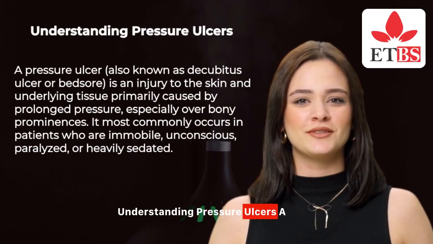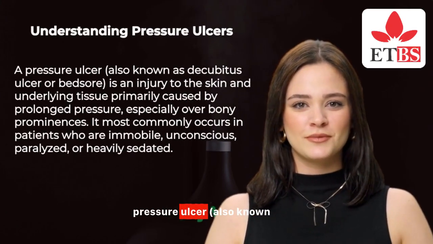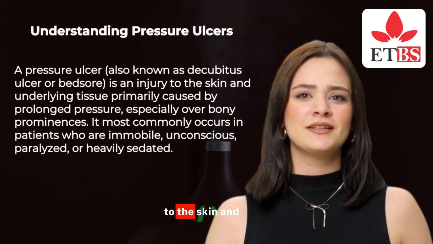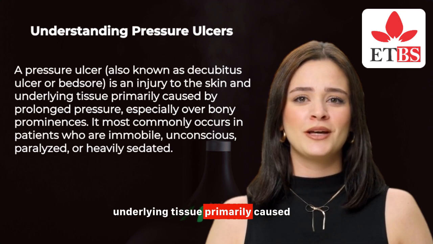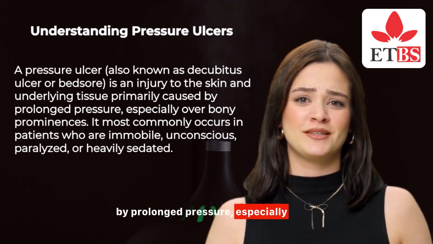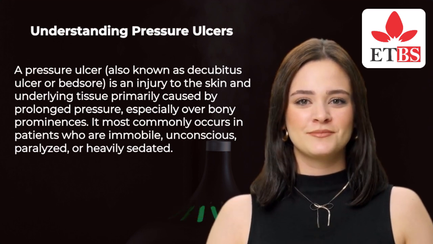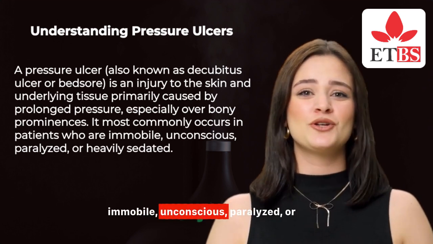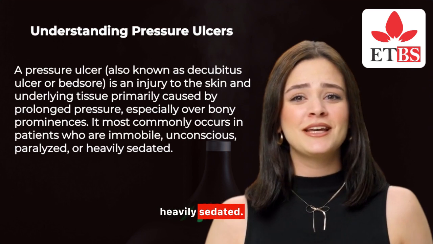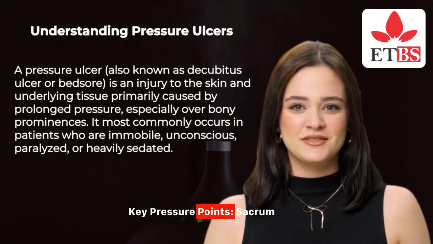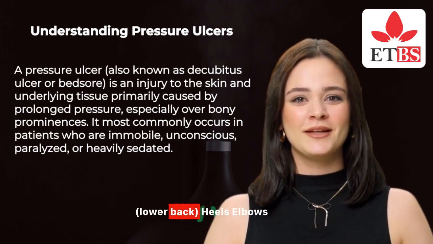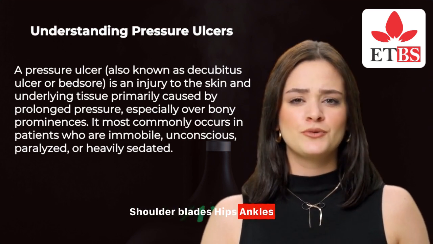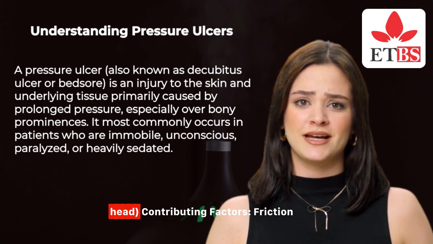Understanding pressure ulcers. A pressure ulcer, also known as decubitus ulcer or bedsore, is an injury to the skin and underlying tissue primarily caused by prolonged pressure, especially over bony prominences. It most commonly occurs in patients who are immobile, unconscious, paralyzed, or heavily sedated. Key pressure points: sacrum, lower back, heels, elbows, shoulder blades, hips, ankles, occiput, back of the head.